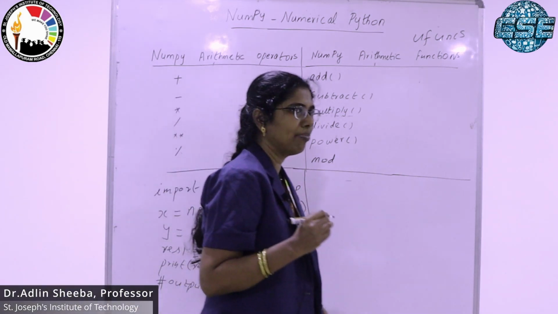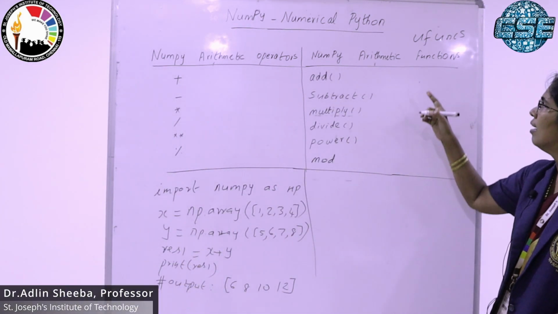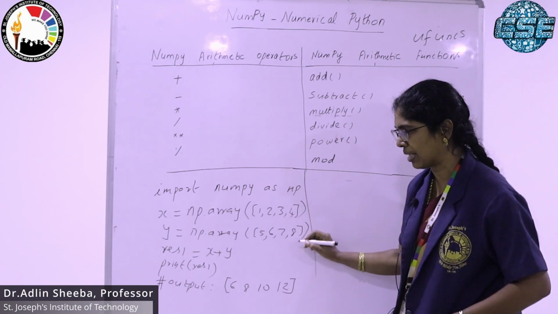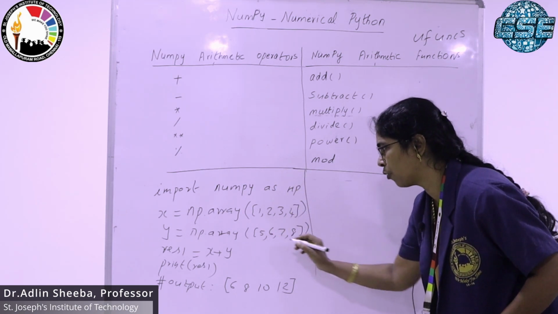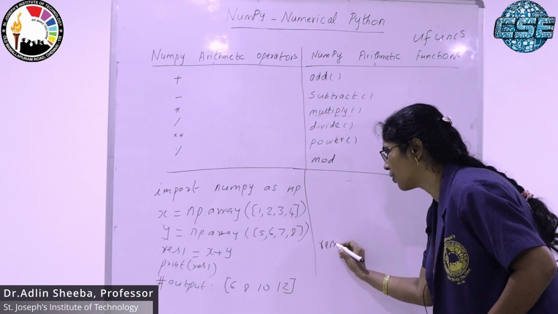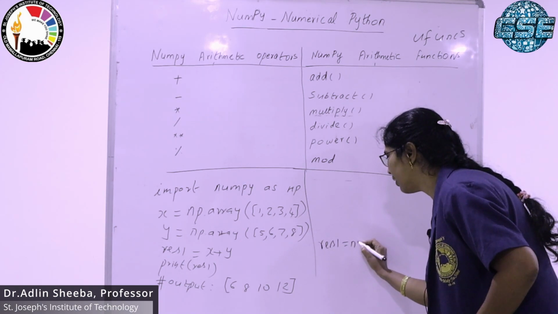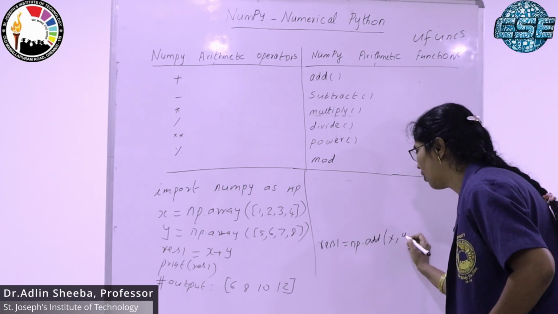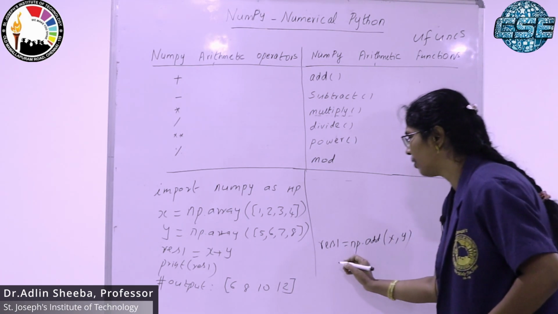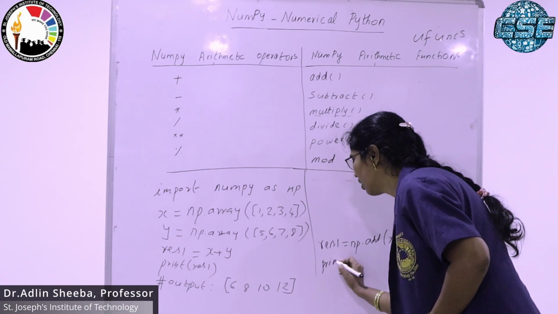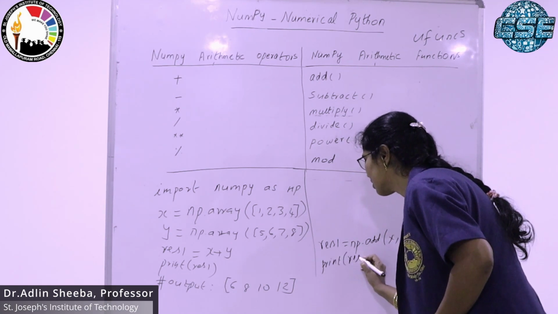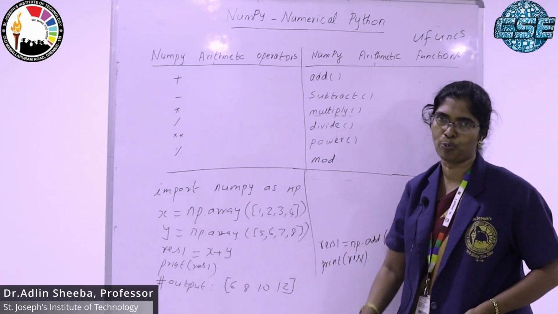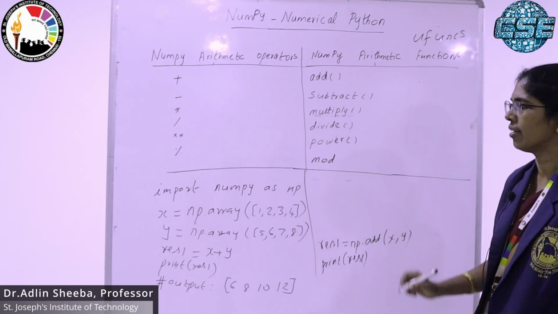Okay. So the same thing we can perform using U functions also. For this, I am going to consider the same example. Here only I am going to make the change. So result1 equal to np.add of x comma y. We have to use it like this. Then I am printing the result. Okay. So we will be getting the same output. So this is an example for addition.